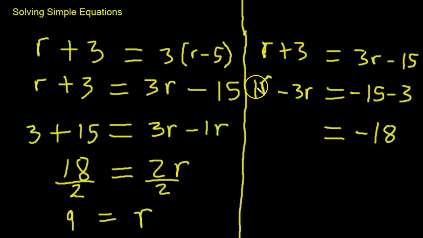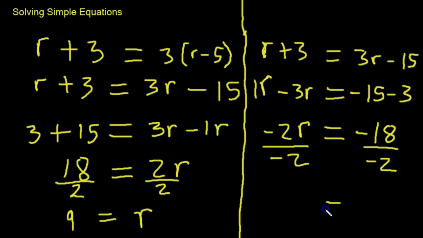And then 1R take away 3R. What's 1 minus 3? You're correct, negative 2. So it's negative 2R. Now, remember the aim of the game is to isolate R. You want R by itself. So I need to get rid of this minus 2, which means I need to divide both sides by minus 2. Both sides.